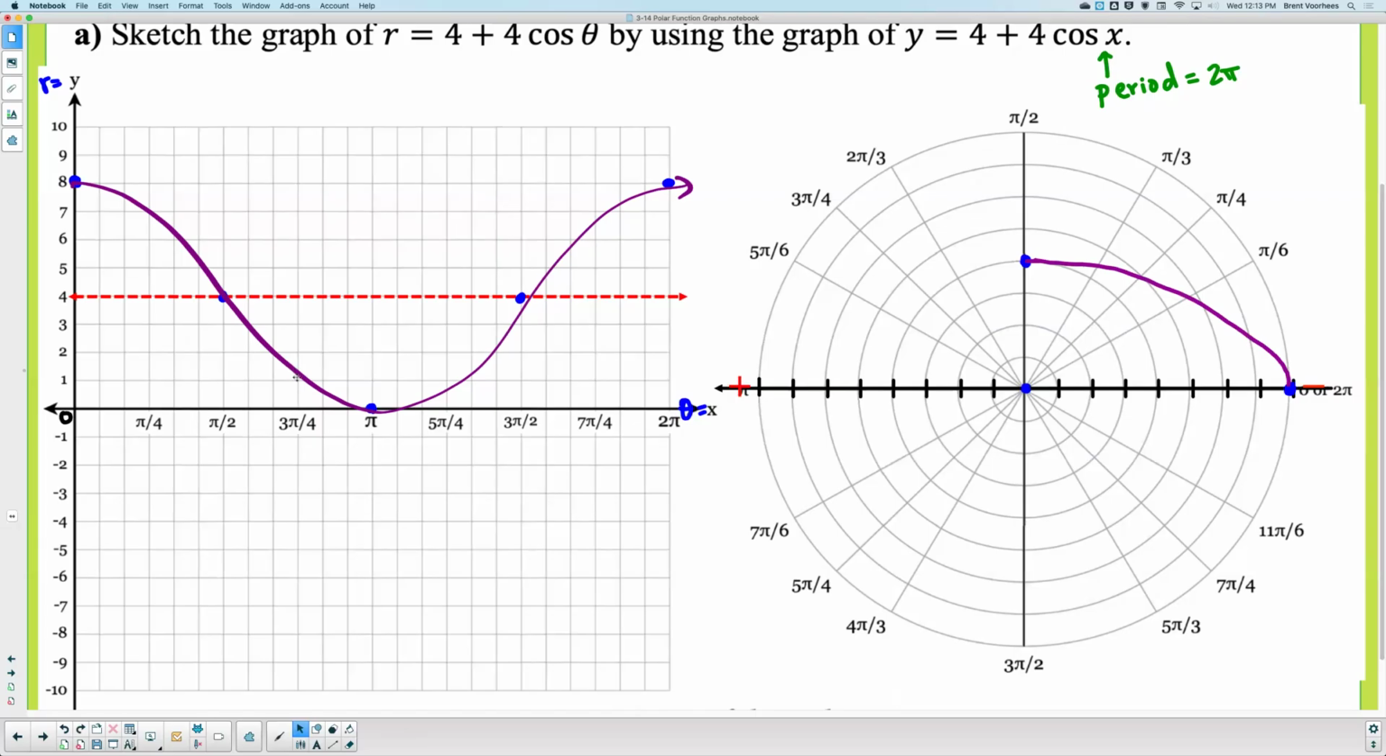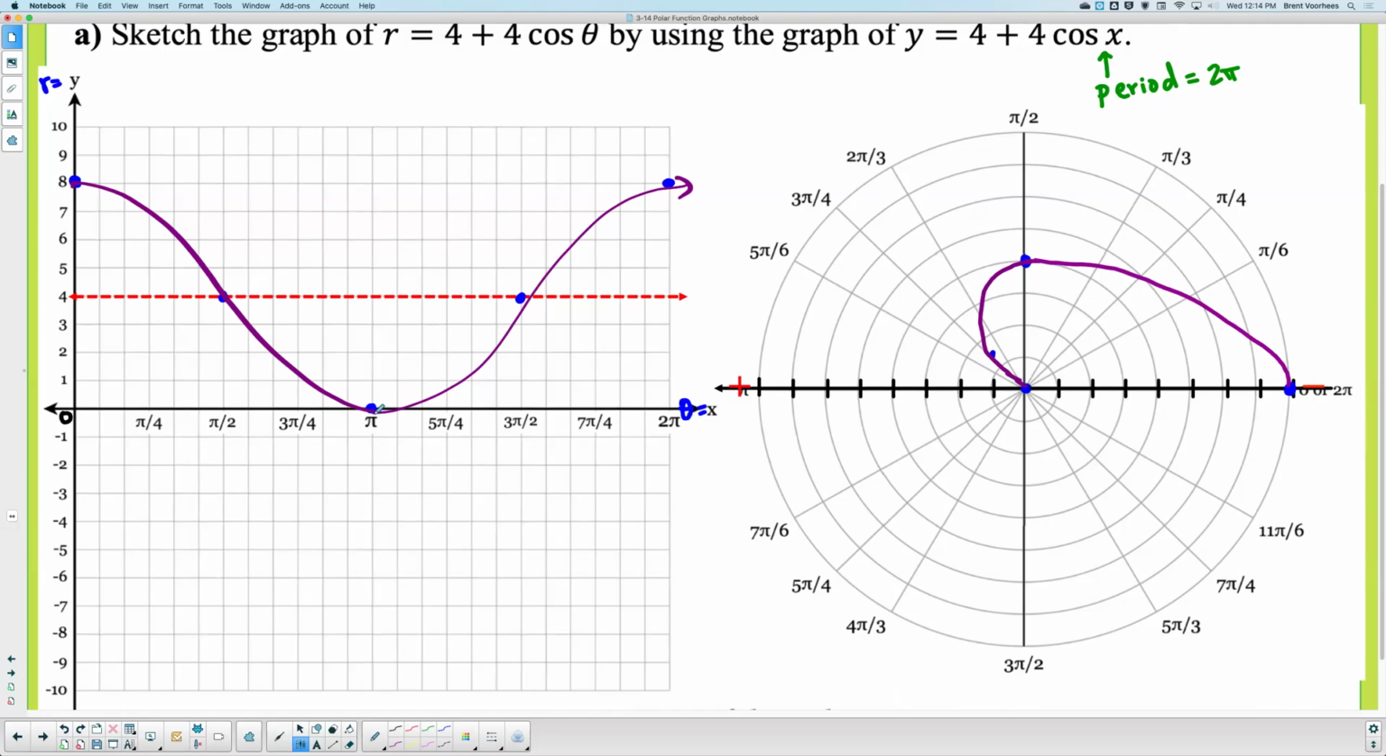Around 3 pi over 4, it looks like we're going to be a little bit greater than 1. So if you wanted to add another dot or two, go to 3 pi over 4, and you're just a little bit bigger than 1. It'll be somewhere in there. So this graph must look something like this. It's going to curve through like that, and then hit the pole, which we call the origin.